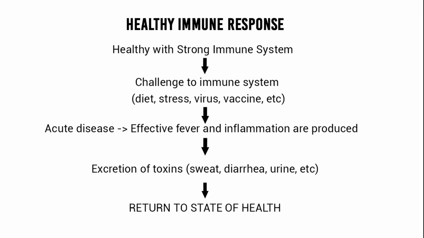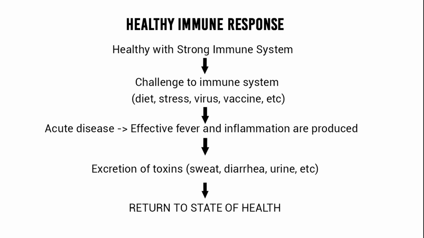Over the years, as we are exposed to these three triggers, our body begins to come out of balance and we have poor immune response in the body. A healthy immune response is having a strong immune system, and then say a challenge appears to the immune system, whether it's from poor diet, stress, etc. Bacteria, virus, vaccinations, these are all stressors for our immune system. If we have a healthy immune system, our immune system picks up that stressor.